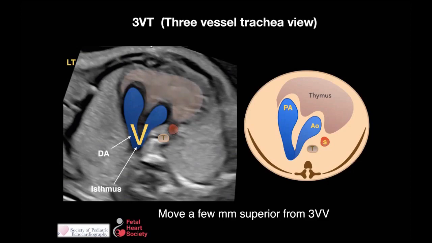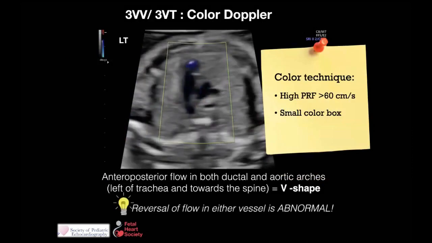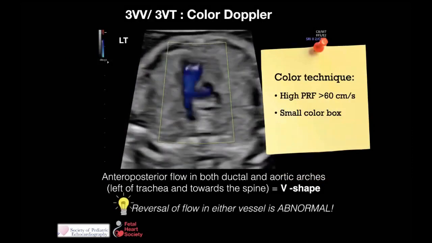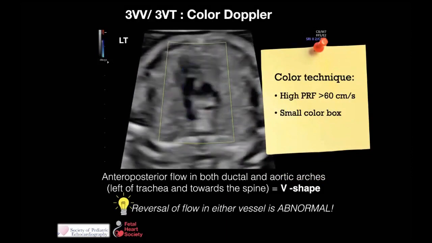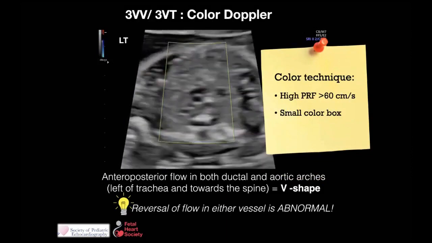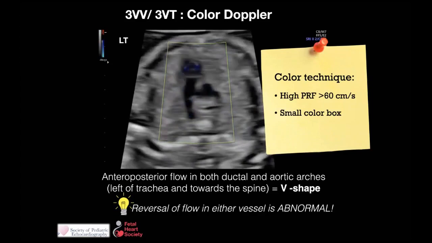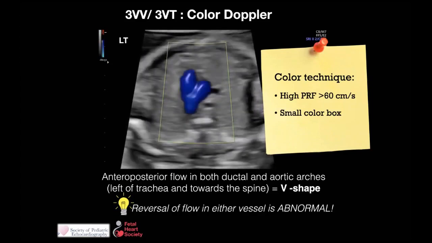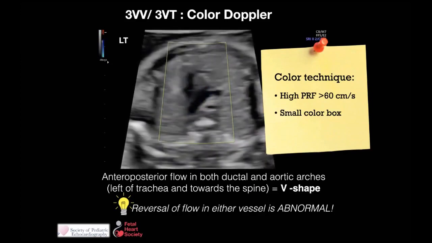Any absent or hypoplastic thymus is a marker for congenital heart disease, specifically deletion 22q. And when assessing the 3-vessel views with color Doppler, there's anterior to posterior flow in both ductal and aortic arches. This should be to the left of the trachea and towards the spine, giving it this V-shaped configuration, as you see here as well. And reversal of flow in either vessel is abnormal.